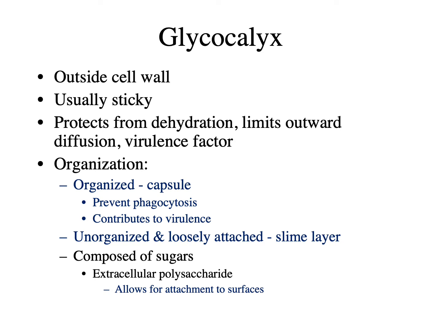This glycocalyx layer can protect the bacteria from dehydration, it can limit outward diffusion, and it is definitely a virulence factor protecting that bacteria. That capsule is an organized glycocalyx layer. It helps to prevent phagocytosis. When it is an unorganized, loosely attached glycocalyx layer, it's called a slime layer.